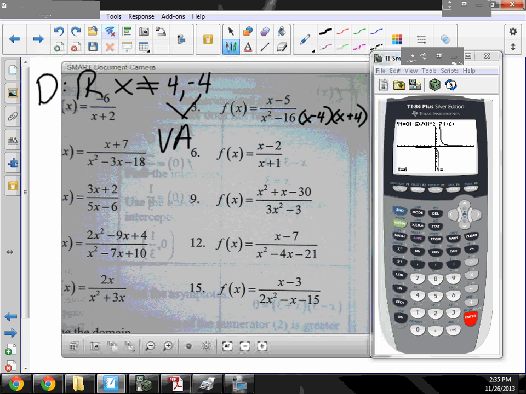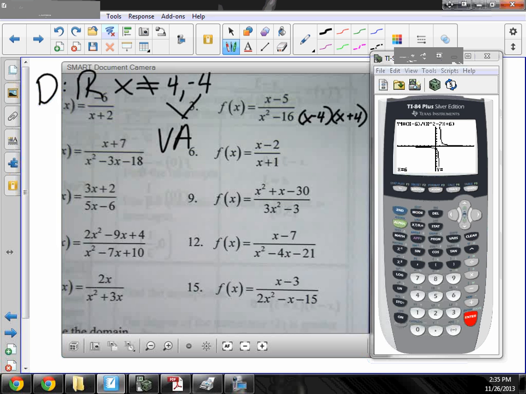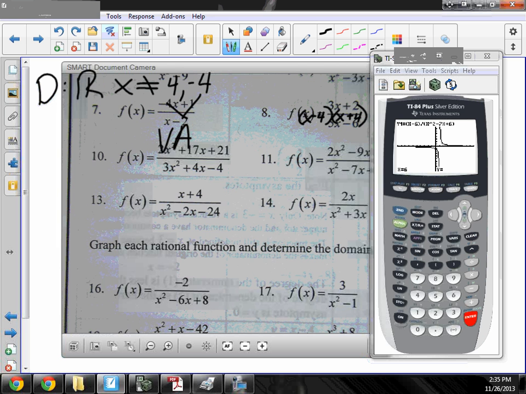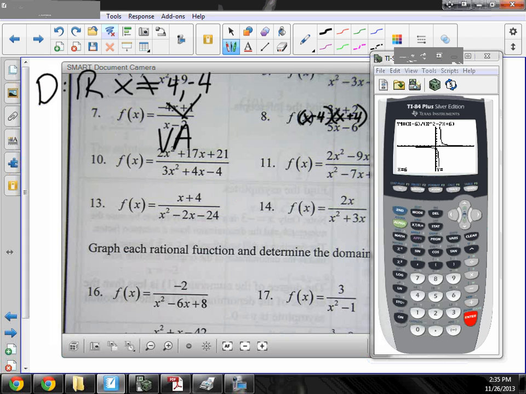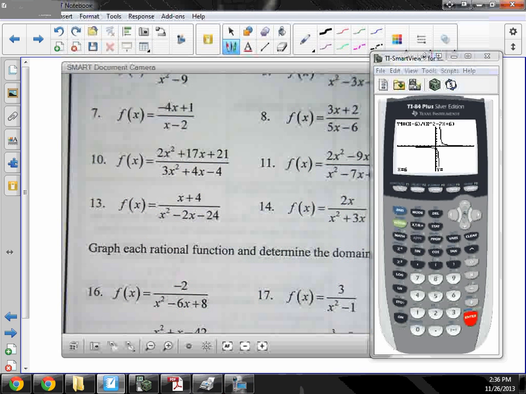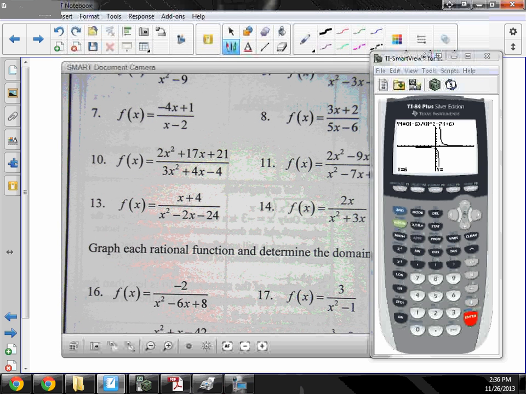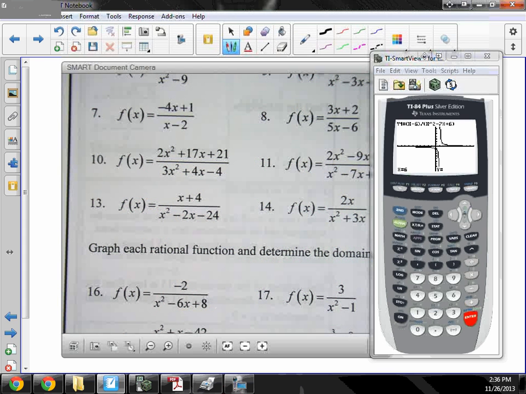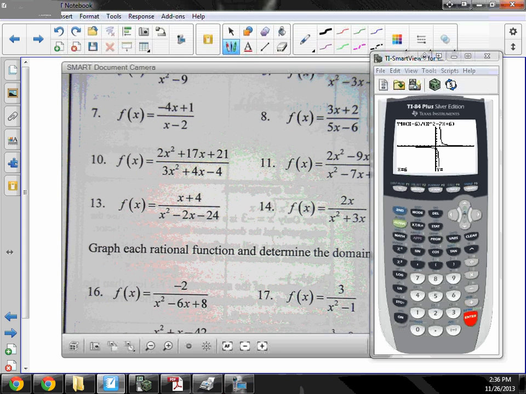Let's do number 10. Number 10 is kind of hard. So, I certainly need to factor the bottom. Do I need to factor the top? Yes. But if you factor the top and nothing cancels, you didn't waste your time because you need to factor the top in some cases in order to figure out the rest of it. So number 10.